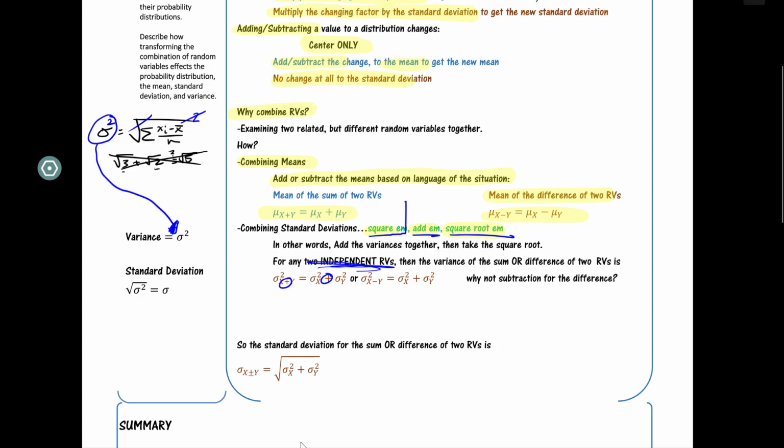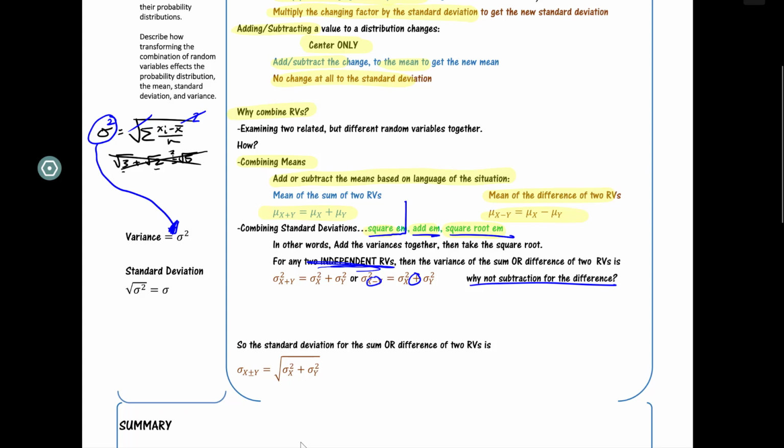So for adding, we add, and for subtraction, we add. You might think, wait a second, hold on, that's got to be a typo, right? The answer is no, that is not a typo. For subtraction, we do indeed add. Why not subtraction? Think about what we're doing here.